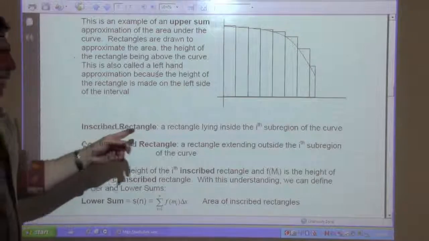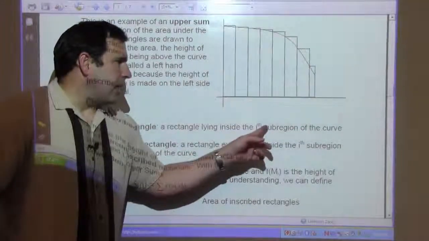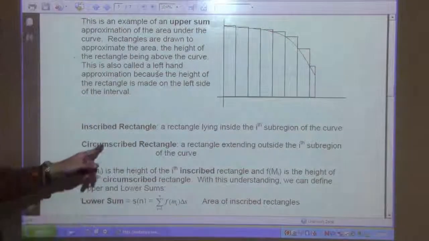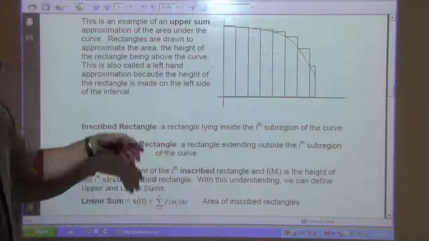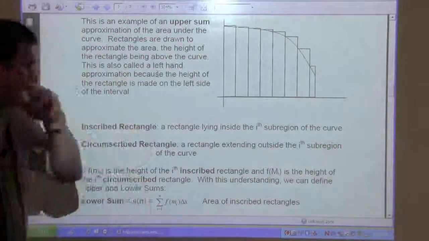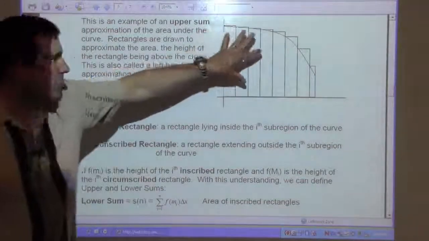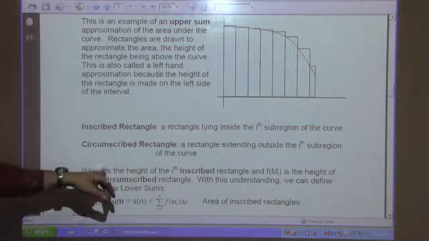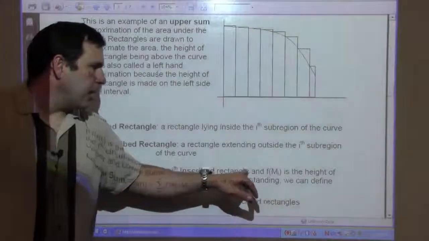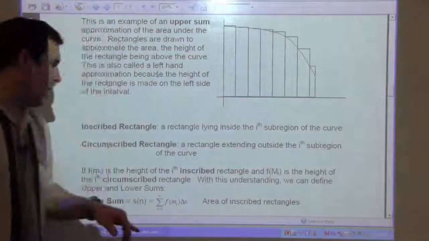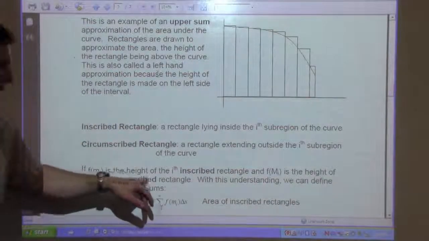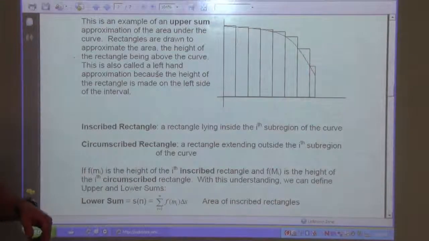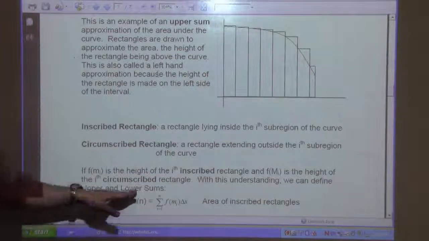So an inscribed rectangle is a rectangle lying inside the ith subregion of the curve. A circumscribed rectangle is a rectangle extending outside the ith subregion of the curve. So this is circumscribed, the previous was inscribed. If f of m_i is the height of the ith inscribed rectangle, and f of capital M_i is the height of the ith circumscribed rectangle, with this understanding we can define upper and lower sums.